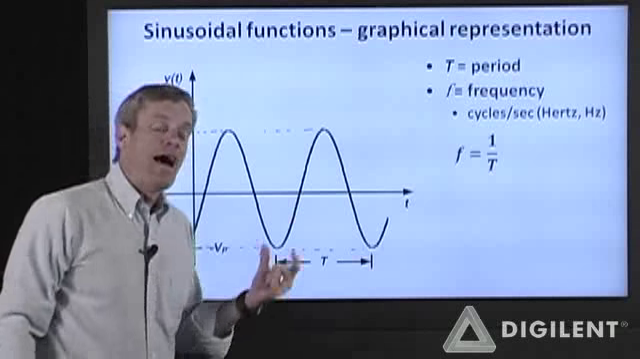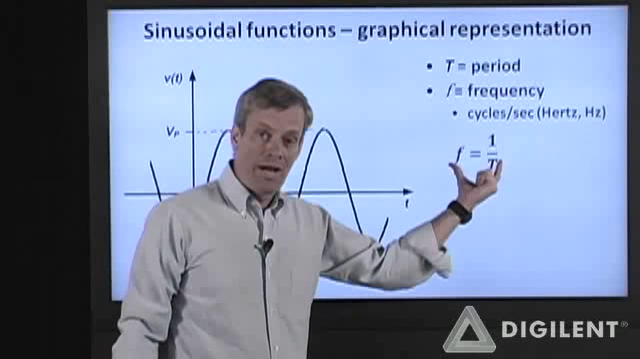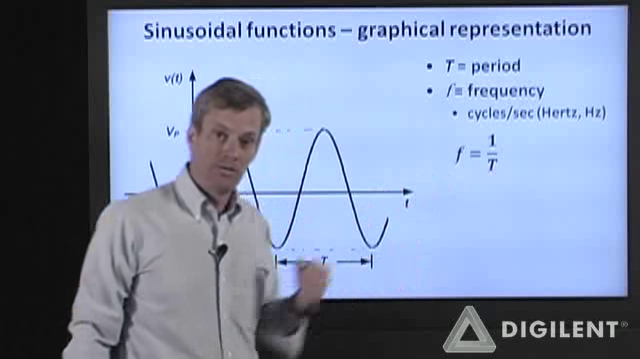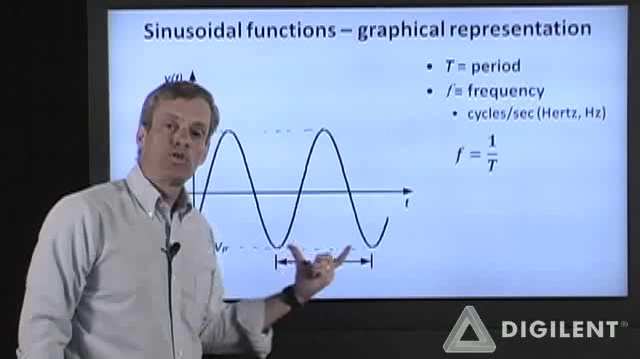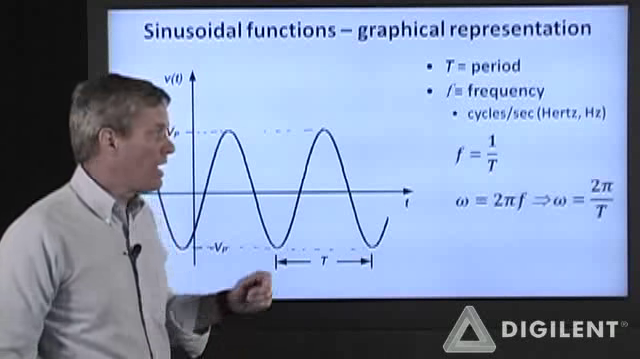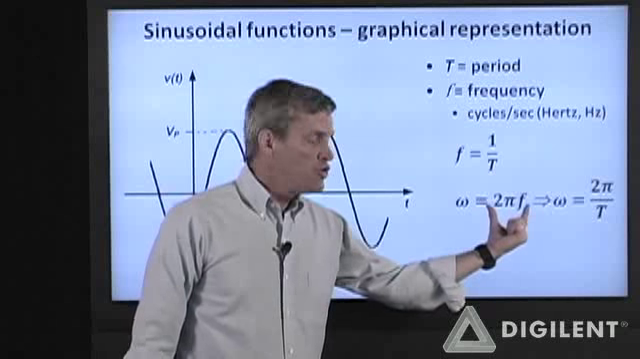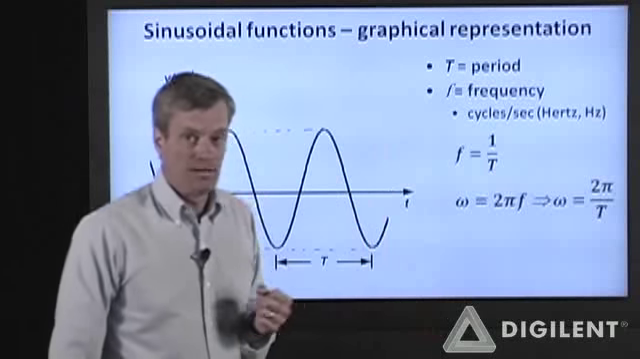Okay? Now, omega on our previous slide is not quite the same as f. Okay? Omega, radian frequency, goes through 2 pi radians in 1 period. Okay? Therefore, omega is 2 pi times f, so omega is 2 pi over T.